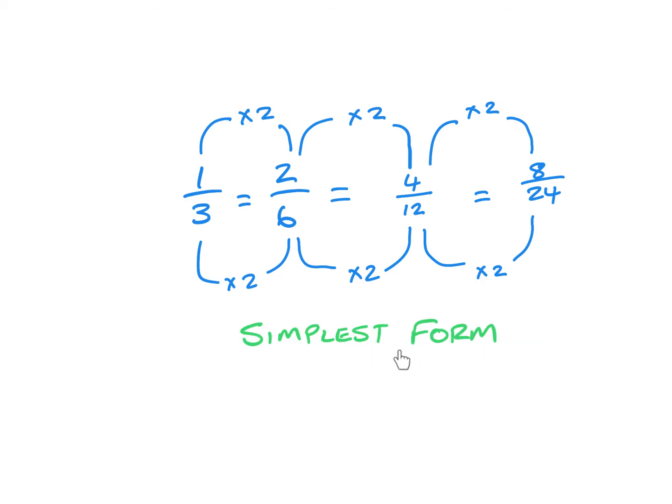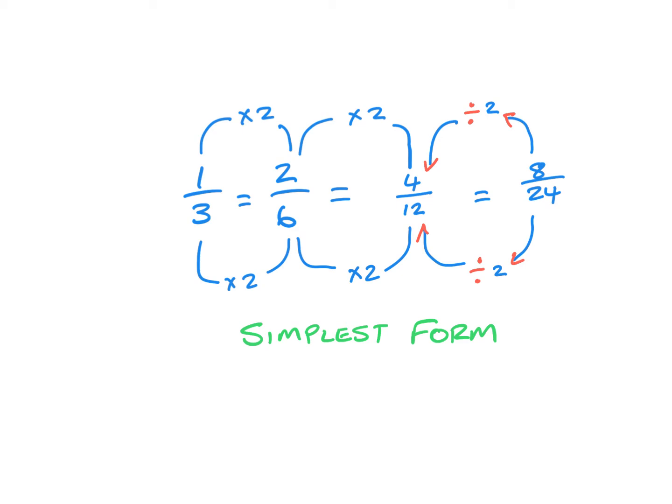Simplest form, on the other hand, is taking a fraction that is actually quite big and seeing if we can break it down into something smaller. Alright, so what we've done previously is we've multiplied by 2, so we're going to get rid of that, and we're going to say, well, now we need to actually divide by 2 because we're going the other way. We're coming this way now. Okay, so 8 divided by 2, that will give me 4. And 24 divided by 2 is going to give me 12.